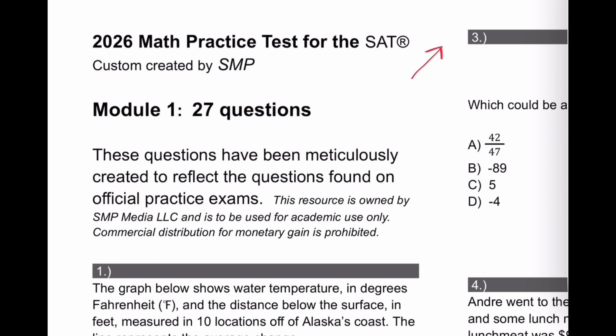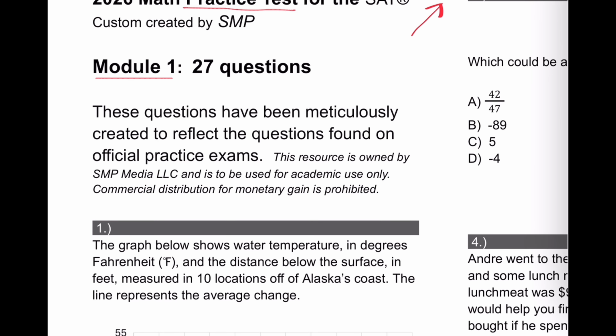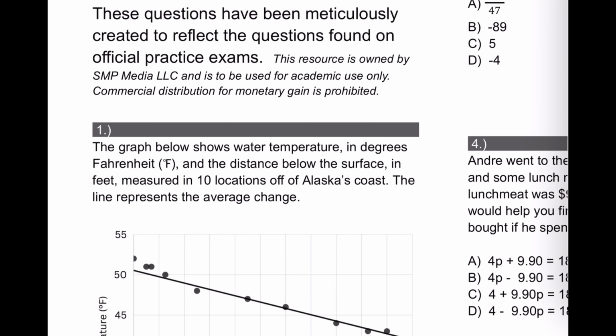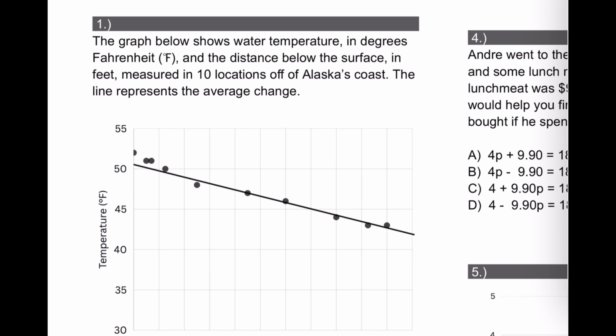Let's begin this 2026 math practice test for the SAT, Module 1. You'll notice these first few questions on the SAT are actually surprisingly simple. You want to actually do these with confidence, move through them quickly, and don't overthink it.